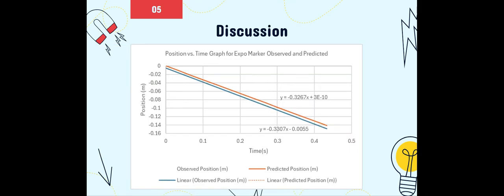So our discussion, what does it say? Here is our position versus time graph for the expo marker for both our observed and predicted positions. The constant slope shows us there's a constant velocity with no acceleration and therefore no net force. The observed and predicted models are very close together, showing us that net force was indeed zero. However, there's still some deviation. So what could explain that?